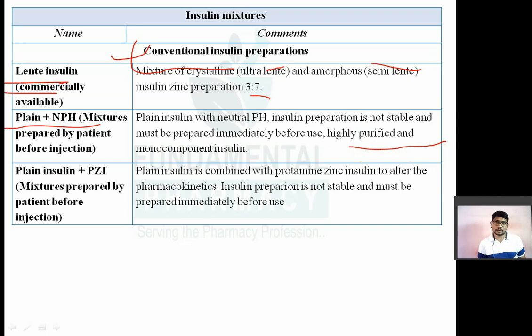Third conventional insulin preparation is plain insulin plus PZI, known as protamine zinc insulin. Plain insulin plus protamine zinc insulin.